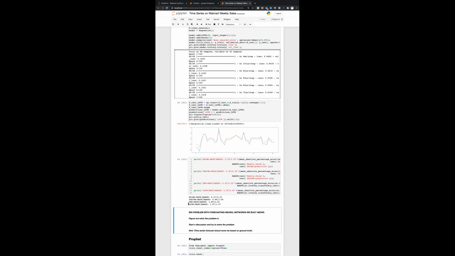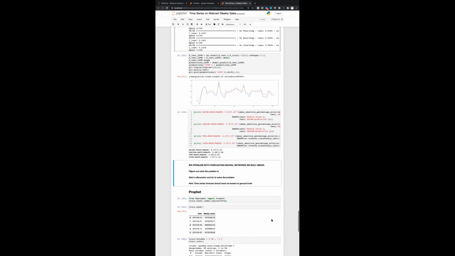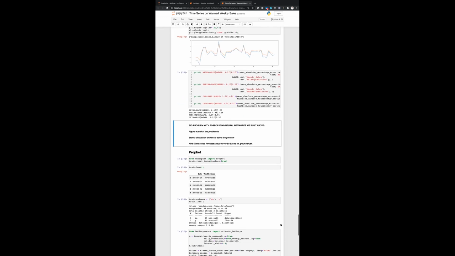And once you figure out that problem and you rerun the model again, this will change, definitely. This will not be able to perform as good as it is doing right now. I can already tell that there is some sort of cheating going on in the model, and that's the hint. So the hint is the time series forecast should never be based on the ground truth. Now figure that out in your free time or after this talk, what is that problem and how can we take care of it.